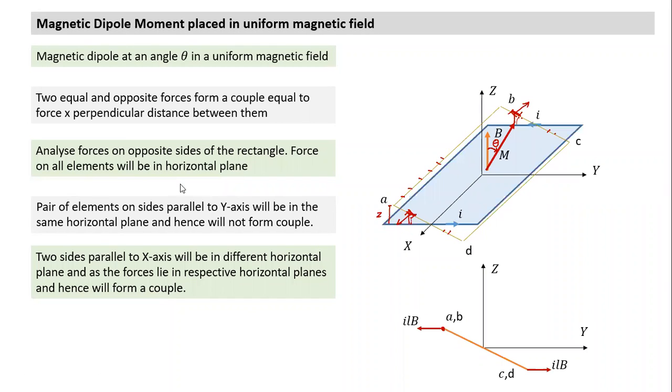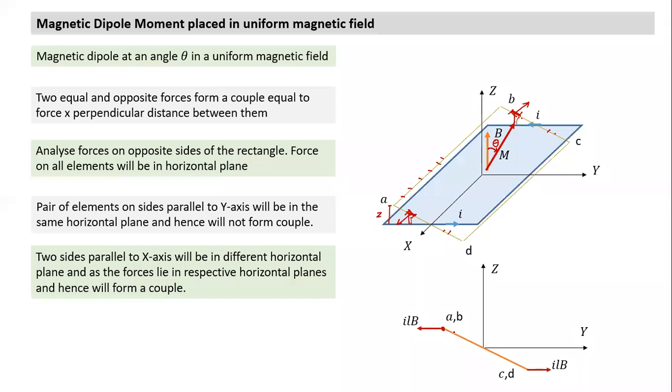Okay, so let's analyze the forces. A pair of elements on the sides parallel to the x-axis will be in the same horizontal plane. Hence, they will not form a couple. So these two sides are not forming a couple. The two sides parallel to the y-axis will be in different horizontal planes. As the forces lie in the respective horizontal planes, they form a couple. This force will lie in the same horizontal plane in which element AB lies, and this will lie in the horizontal plane in which CD lies. Sideways, it will look like this.